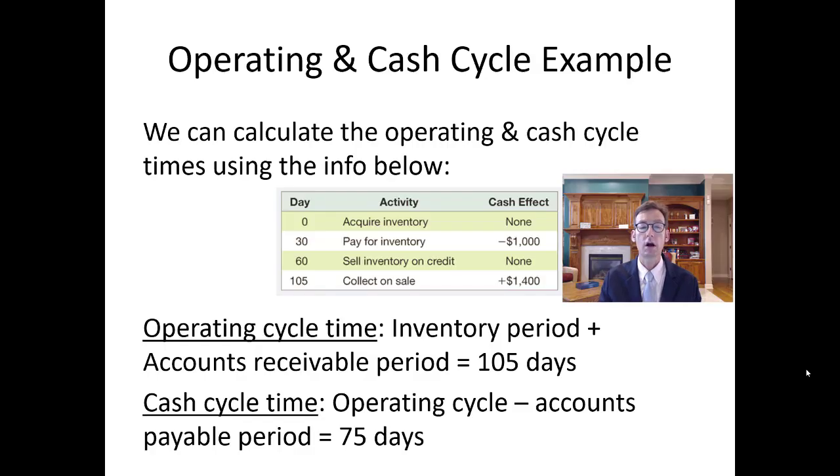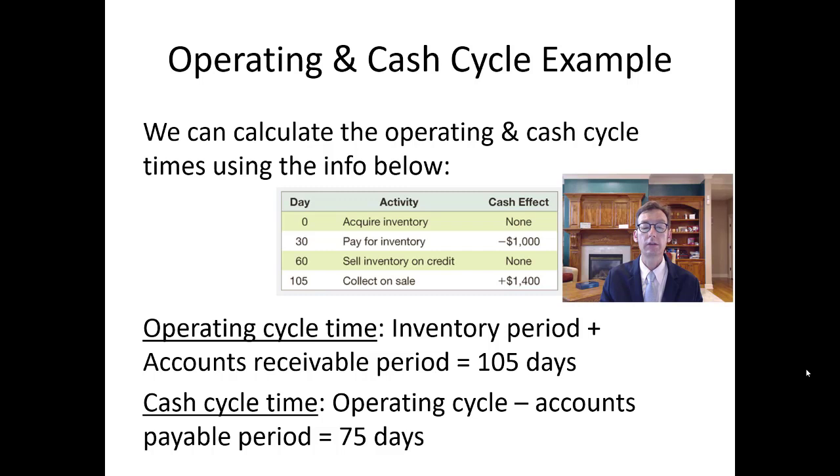So here's our operating and cash cycle example. We can calculate the operating and cash cycle times using the info that we are given below. Now this is the kind of detailed transaction data that only companies will have for their own operations. I'll show you here in a little bit how to do this for someone outside of your own company.